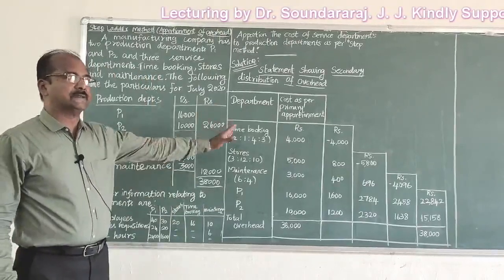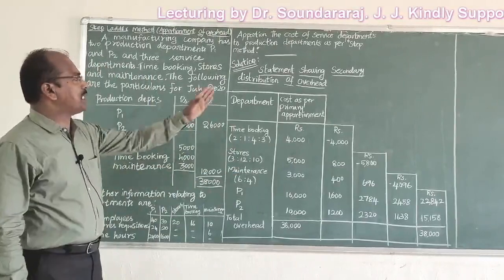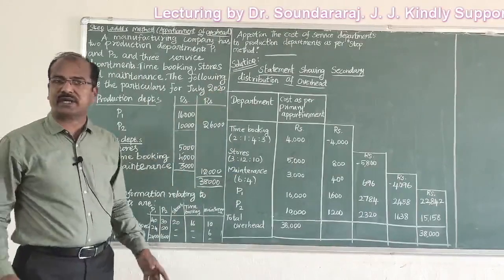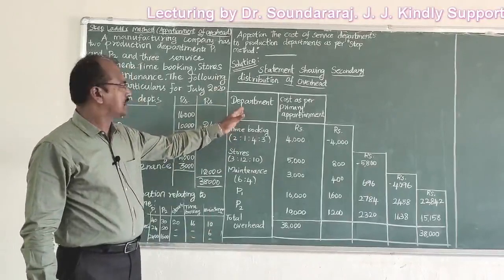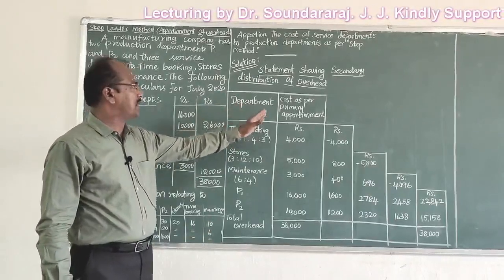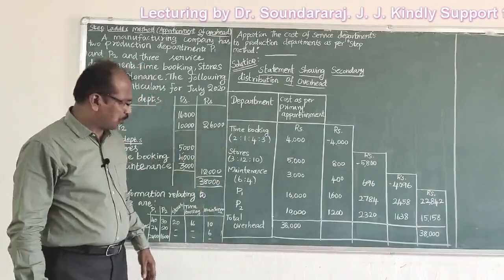Now let's look at the solution what we have already done. Statement showing secondary distribution of overhead following step ladder method. And here as usual you can write the columns, open the columns, department, cost as per primary, apportionment.